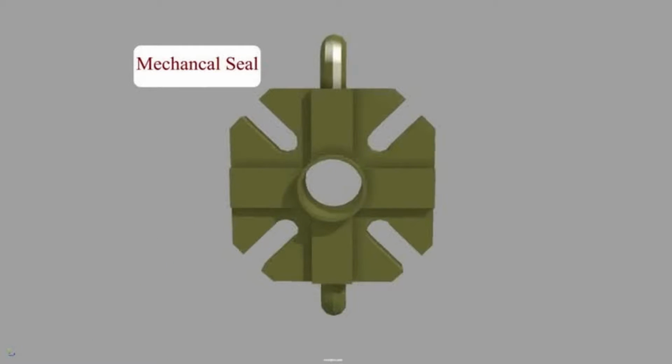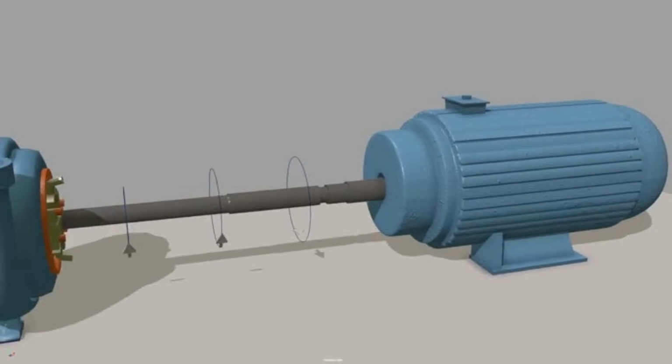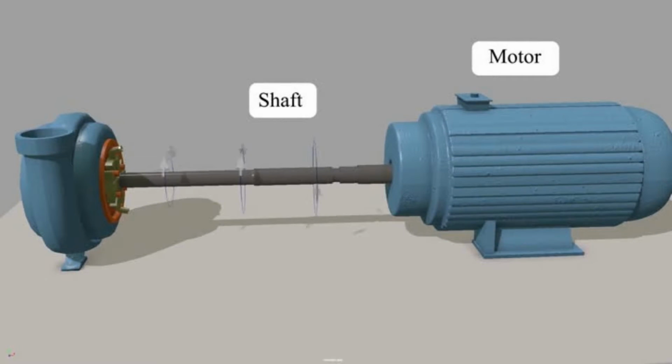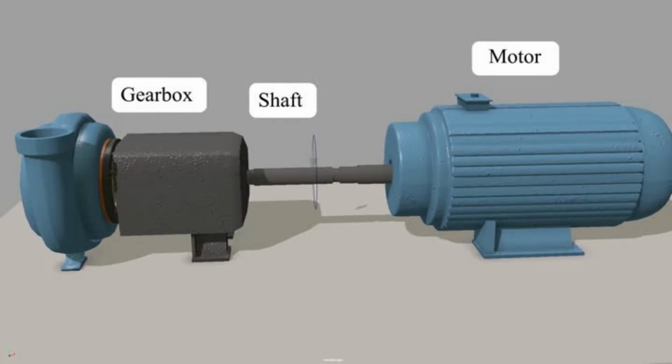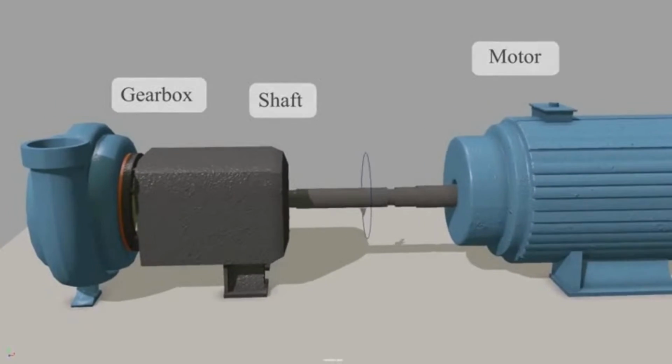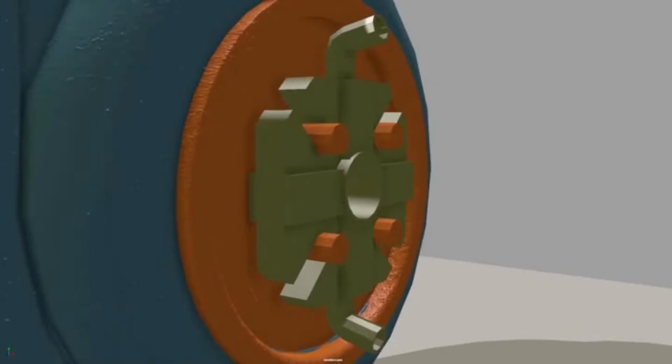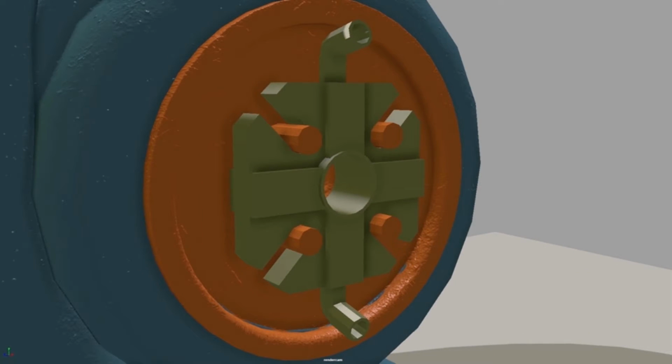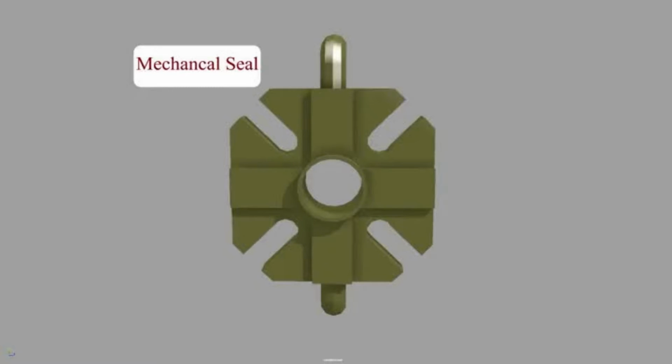To understand the purpose and function of the mechanical seal, we need to understand a little more about how the pump works. In order for the impeller to spin, it's mounted on a shaft that is rotated by an electric motor. For this specific pump, there is a gearbox connecting the shaft to the pump using a mechanical seal. The purpose of the mechanical seal is to prevent liquid from escaping the pump housing and entering the motor.